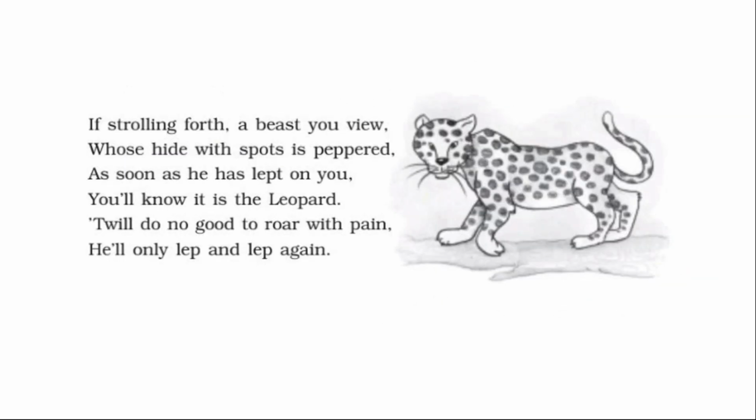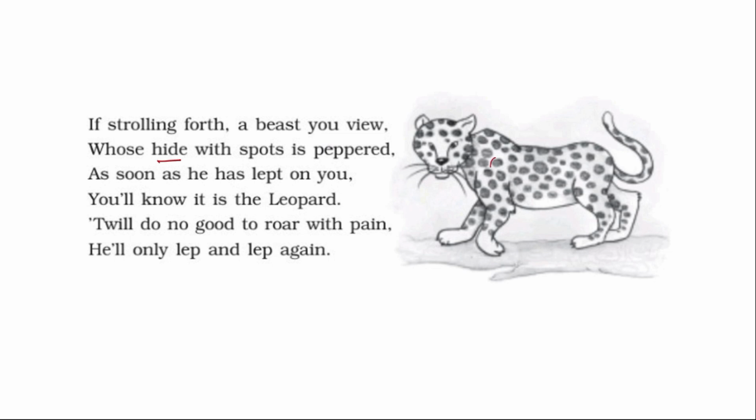If strolling forth a beast you view, whose hide with spots is peppered. So in the next stanza, the poet says that if we are wandering in a very relaxed or leisurely manner, that is strolling. Strolling means just enjoying your walk. A beast you view, so you see or you encounter a beast whose hide. Now, hide means the skin of an animal. Whose hide with spots is peppered.